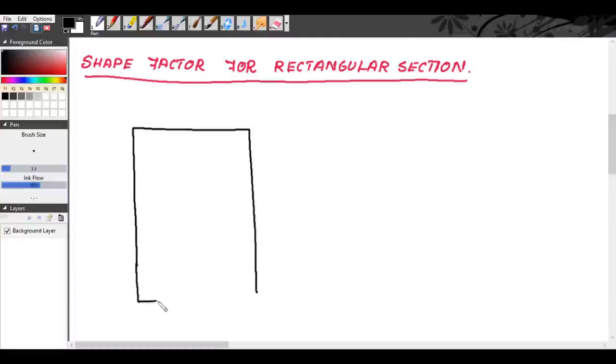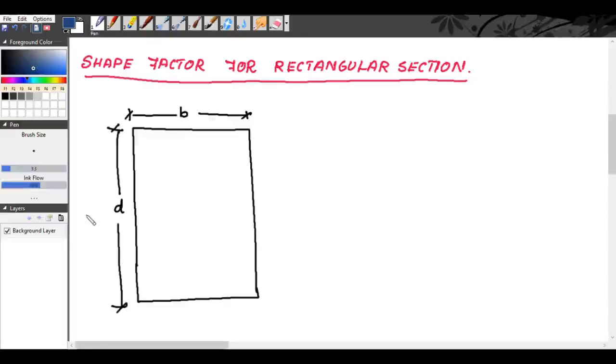So this rectangular section, let us take the breadth of the section as B and the depth of the section as D. So we know for the rectangular section, the neutral axis passes through the centroid, right? Passes through the center. So this is D by 2 and this distance is D by 2.